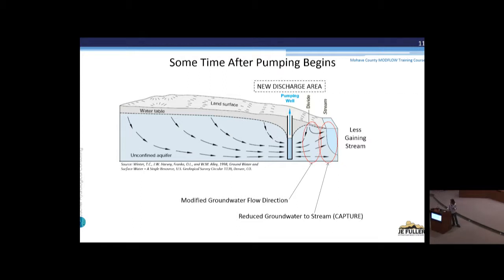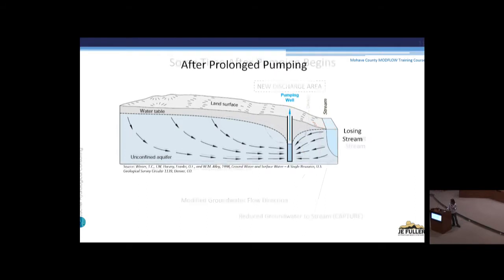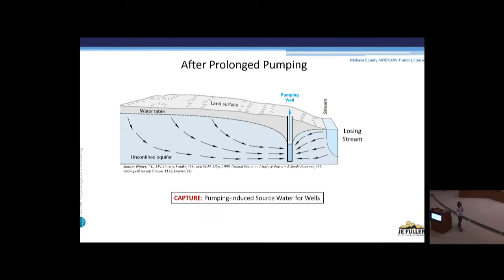So the pumping well is a new discharge area that didn't exist before. And after a long, long time of pumping, you get into a new equilibrium where now there's no longer water making it to the stream at all, and basically the well is satisfying its demand partially by aquifer storage, whatever's coming in through the recharge, plus whatever it needs to bring from the river into the well to satisfy this pumping demand.